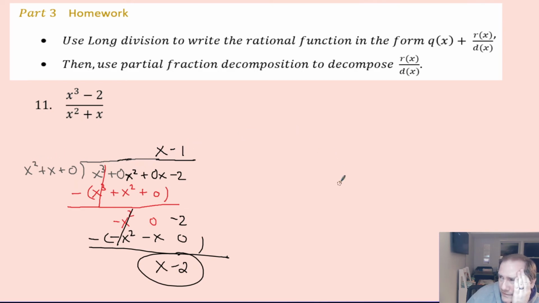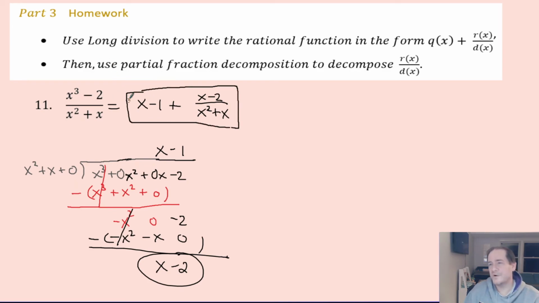We've got our quotient. So we know that this thing can be rewritten as our quotient, x minus 1, plus our remainder, x minus 2, over the divisor, which is x squared plus x. So technically, we've just rewritten our expression in a simpler form. But this remainder over divisor thing can be decomposed, right? So we grab just this part now, and we're going to do the decomposition of just that part.